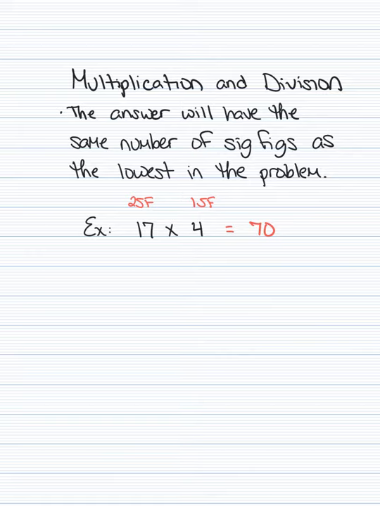The same thing would be true in a division problem. If you had a division problem where you had 98.32 divided by 4.1, 98.32 has 4 sig figs, 4.1 has 2 sig figs, so that means that your answer would need to also have 2 sig figs. You should get 24.